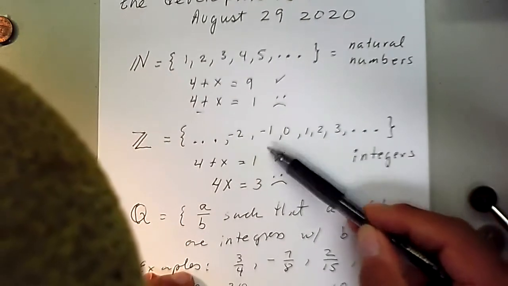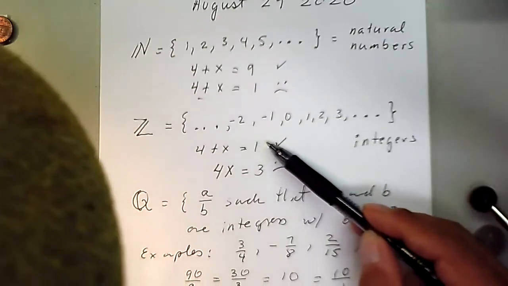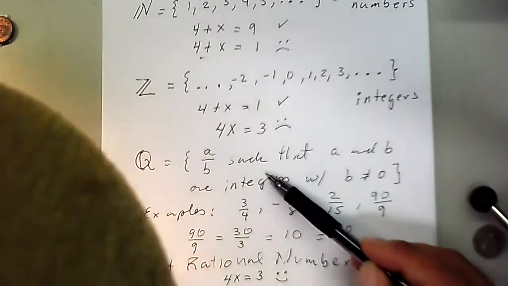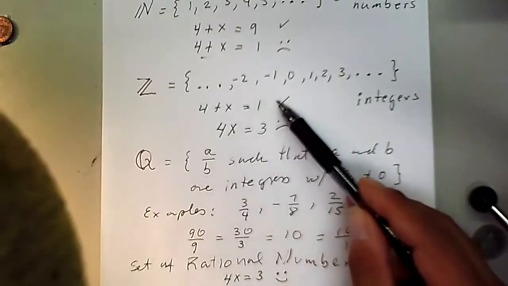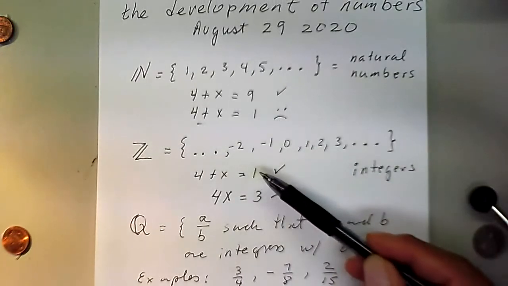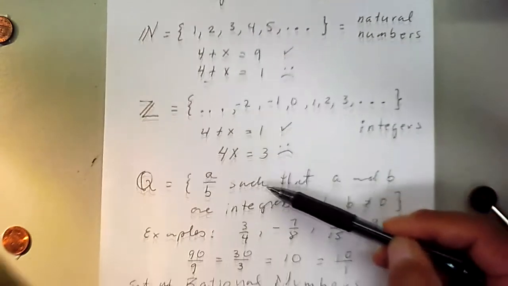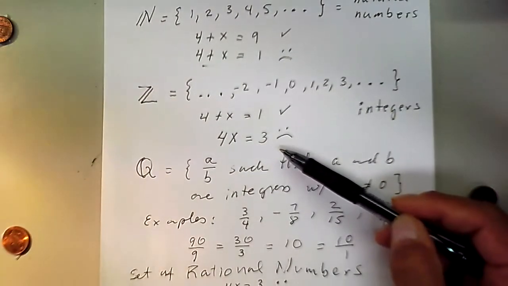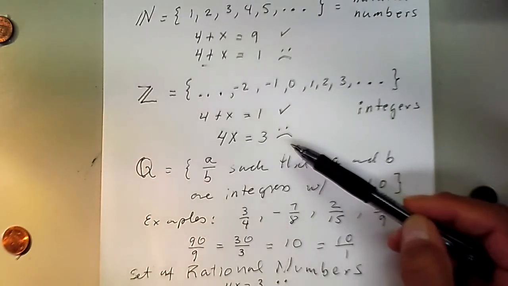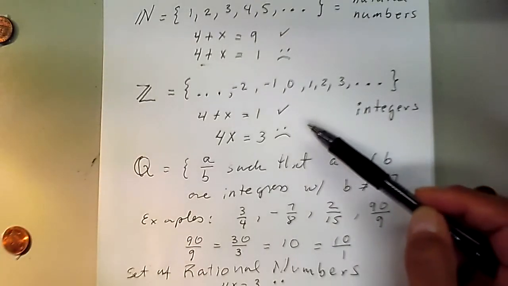We extended the set to the negative numbers and 0, and now we are able to solve that equation. But now we cannot solve this equation, so we go through the same thing again. We extend the set of integers into the rational numbers. By the way, every time we do this, we are extending the set. The natural numbers are part of the integers. The integers are part of the rational numbers. So we have to do things very carefully because things have to be consistent as we go from one set to the next set. And now we have a new problem.